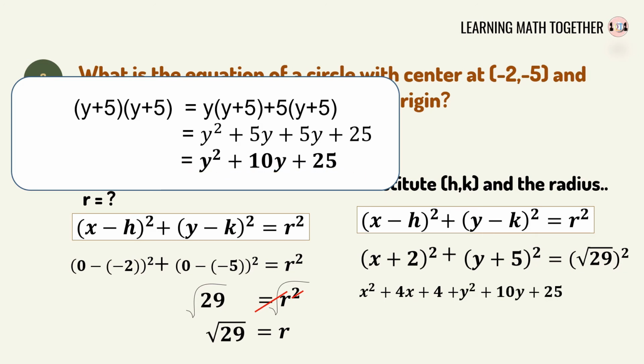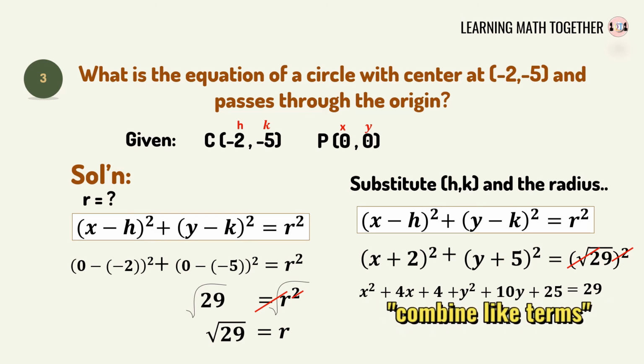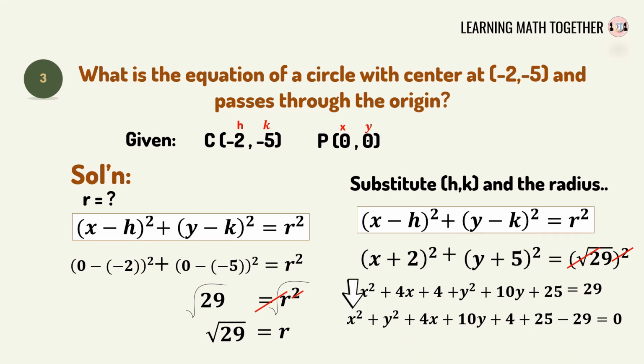Let's write it here. And then let us simplify square root of 29 squared. Just simply eliminate the radical sign of the exponent. That is simply positive 29. Now let us combine all the like terms, and also arrange this in order. We have x squared plus y squared plus 4x plus 10y plus 4 plus 25, and then transpose positive 29 to the left side of the equation. We have minus 29 and then equals 0.